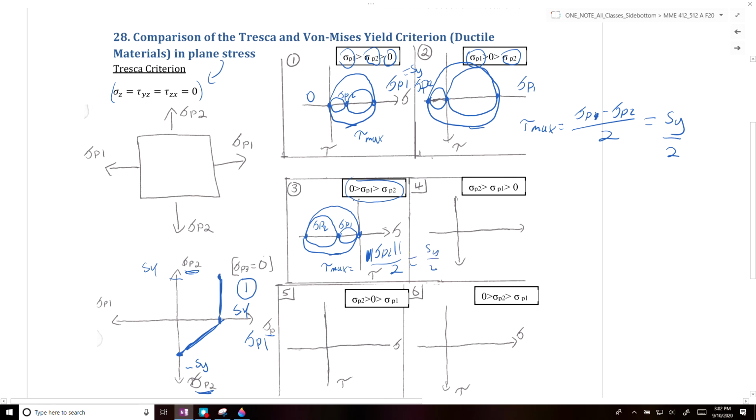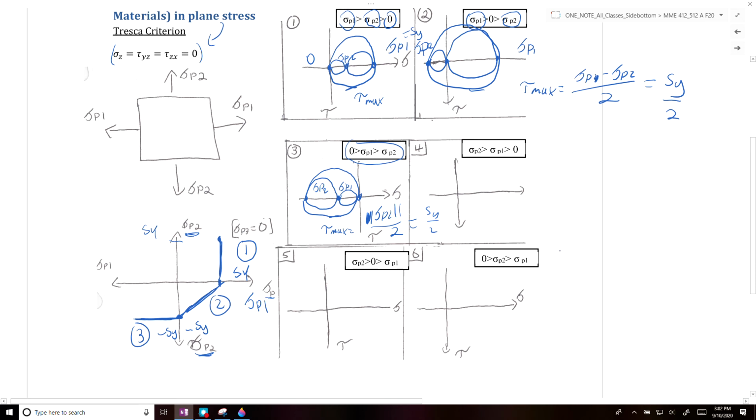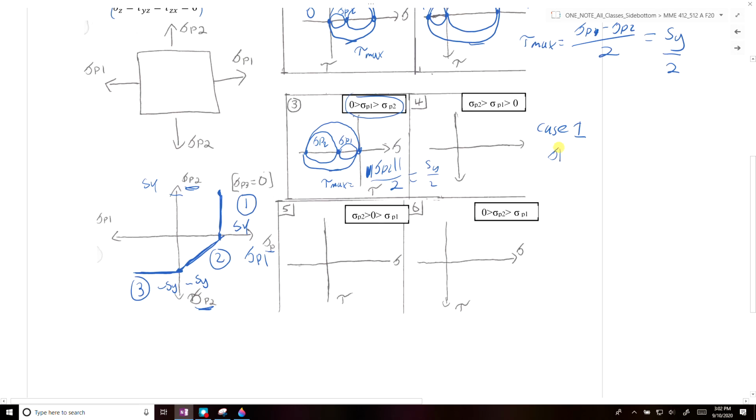All right, so what this ends up being is going to look very much like case 1, it'll just be a horizontal line drawn at the negative yield strength here. Okay, so this half of the envelope is for cases 1, 2, and 3, and then the last cases are 4, 5, and 6. Number 4 is going to look exactly like case 1. The only thing is that sigma p2 is going to be switched with sigma p1.